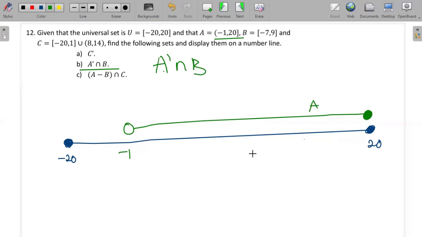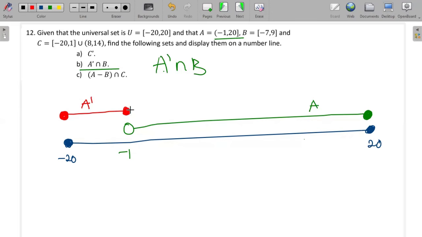And then notice that in the question we have A complement, so we have to plot A complement. If from -1 to 20 it's all A, it means starting at this point, I'm going to shade going this side up to -20. This is actually my A complement.